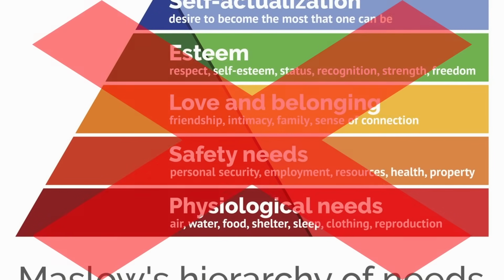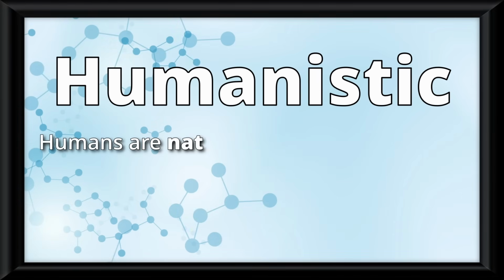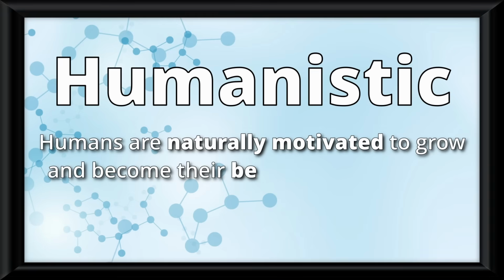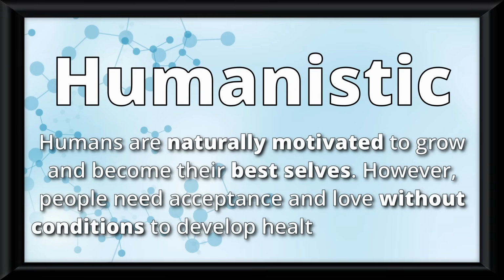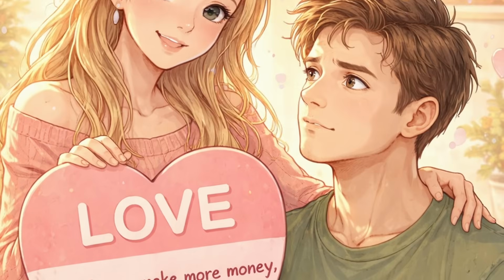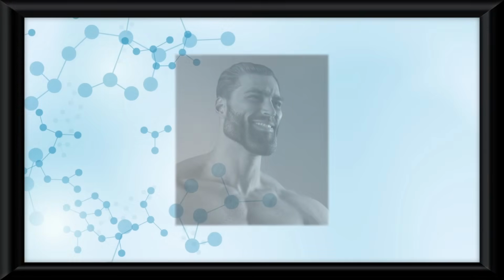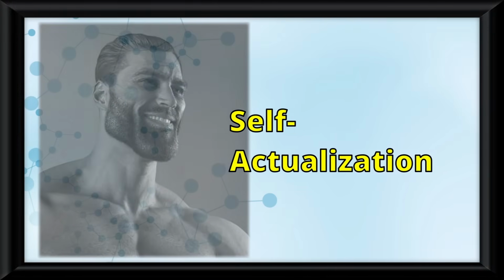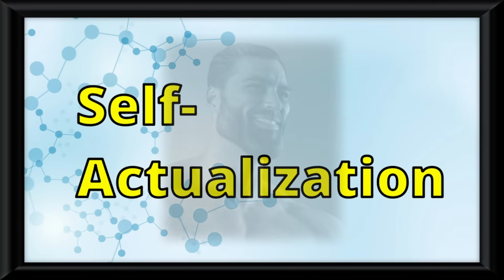Moving on, let's talk about some humanistic things. Before I start, I want to mention you do not need to know Maslow's hierarchy of needs for your exam. The idea of this approach to psychology is that humans are naturally motivated to grow and become their best selves. However, people need acceptance and love without conditions to develop healthy personalities. If love is conditional, people develop insecurity or low self-worth. When someone grows into their best fulfilled self, they reach something known as self-actualization. Humanistic psychologists believe people naturally have a self-actualizing tendency, pushing them toward growth.